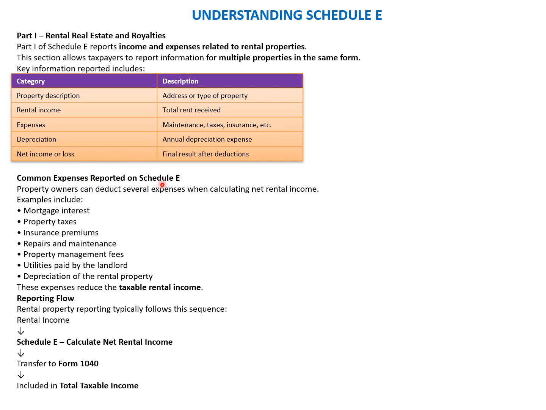So common expenses reported in Schedule E are mortgage interest, property taxes, insurance premium, repair and maintenance, property management fees, utilities paid by the landlord, and depreciation of the rental property. These expenses reduce the taxable income, which is finally reported in Schedule E, and then from Schedule E it flows into Form 1040. So rental income, then Schedule E, calculate the net rental income, transfer to Form 1040, that is included in the total taxable income. So we'll move to the next slide.